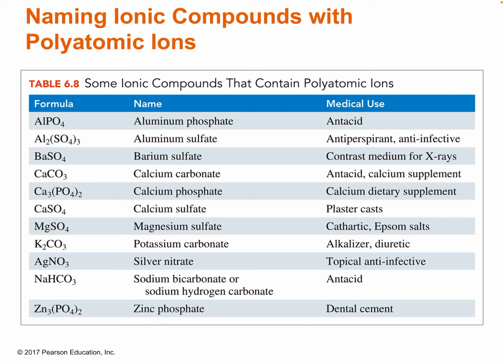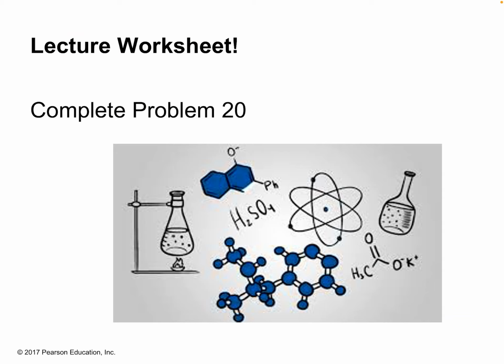Okay, so here are some other compounds that have polyatomics in them. And they have a lot of medical uses, right? So like aluminum phosphate is going to be used as an antacid. We have aluminum sulfate, which is in a lot of deodorants. That's an antiperspirant, right? And so we use a lot of these compounds to have medical uses or just uses in our daily life. So it's really important to be able to recognize and name these types of compounds because a lot of times they'll put just the name on the bottle. And now if you know your polyatomics, that name will mean something to you and you can actually figure out what's in it. Okay, go ahead and get some practice on this and work on lecture worksheet problem number 20.